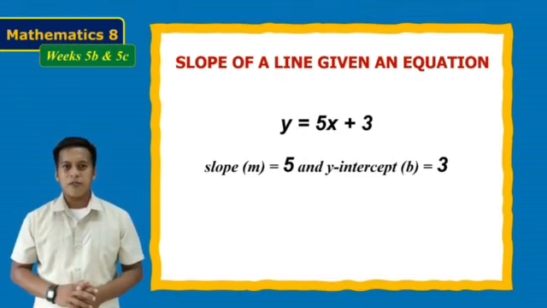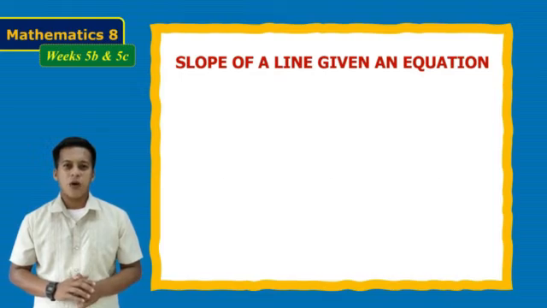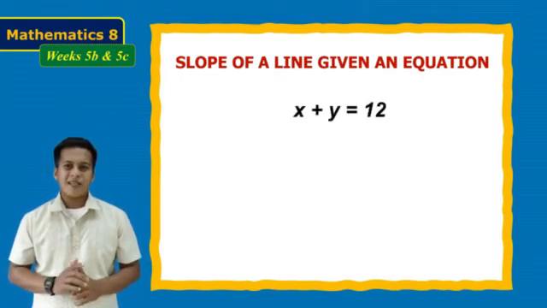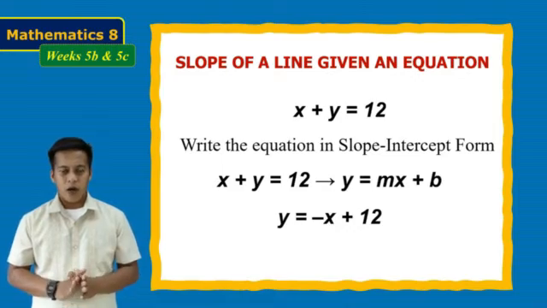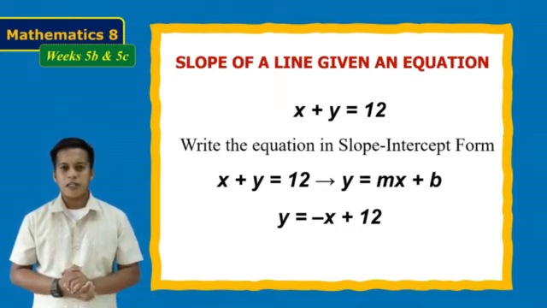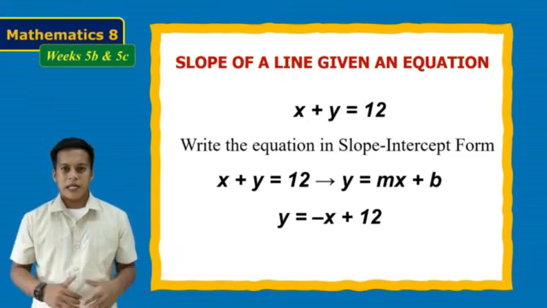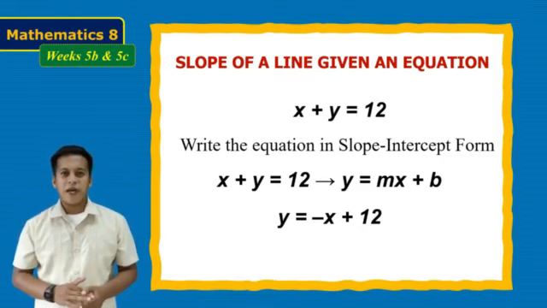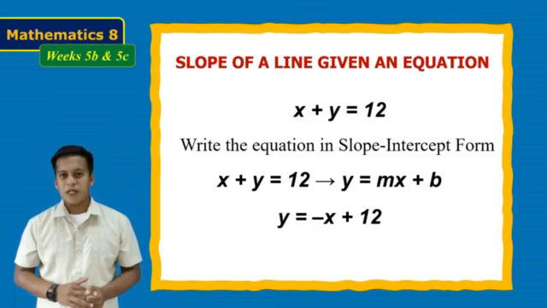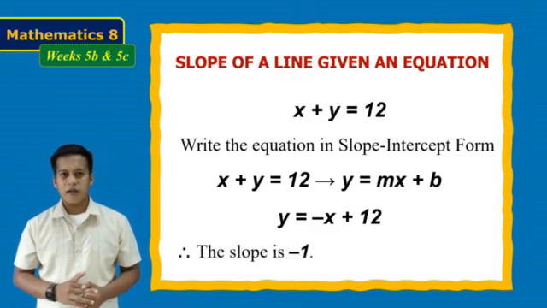Let's have another example. In equation x plus y equals 2, what is its slope? We simply write the equation in slope-intercept form. That is y is equal to negative x plus 2. It's simple, right? Very simple. Just recall how to transform the equation into the form y is equal to mx plus b. The coefficient of x is the slope. Therefore, the slope is negative 1.